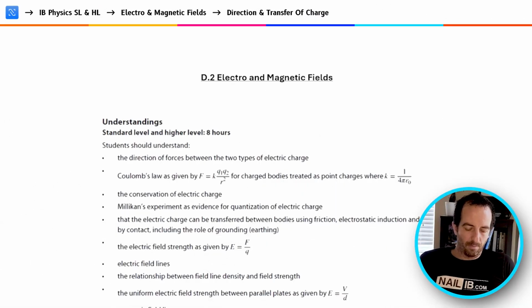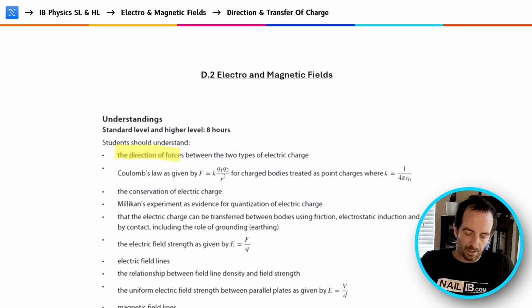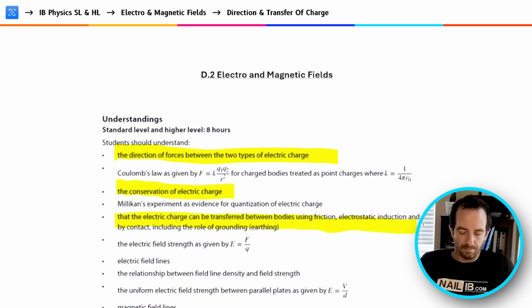Welcome to D2 Electric and Magnetic Fields, Part 1, a new subtheme. We will get started with some of the fundamentals, specifically the direction and transfer of electric charge. We will see the law of the conservation of electric charge and also how charges can be transferred.